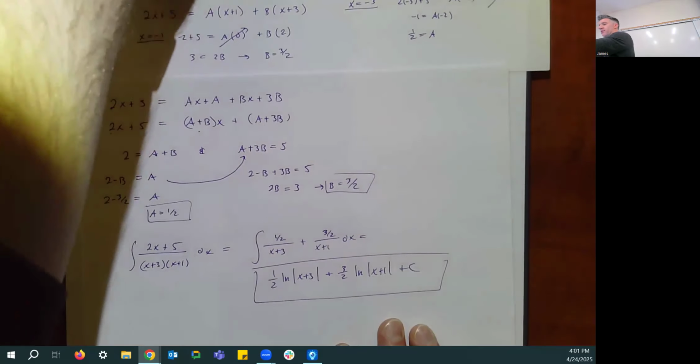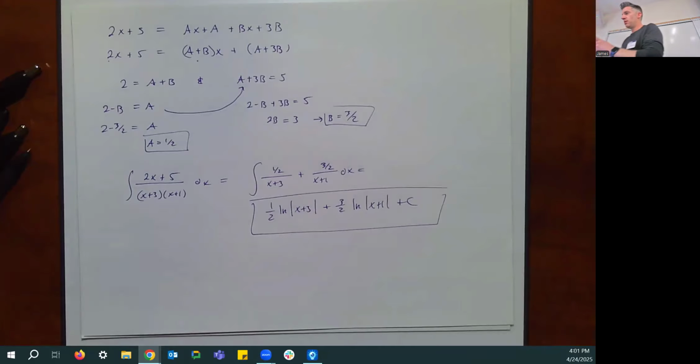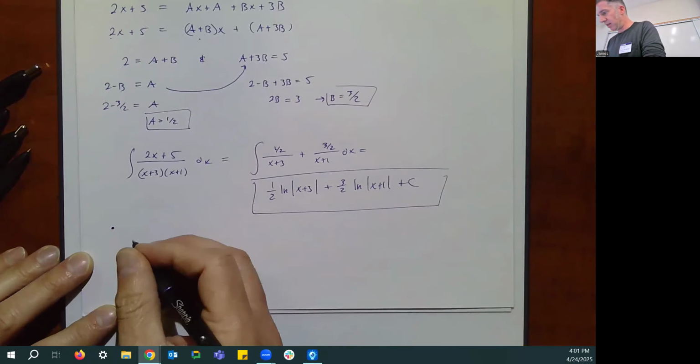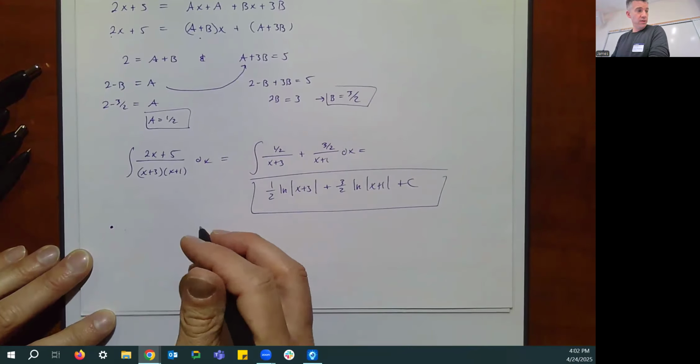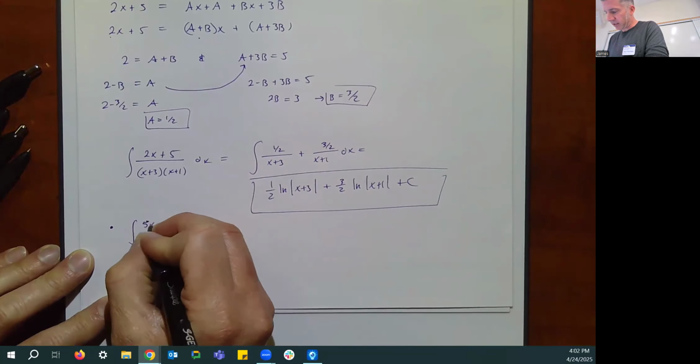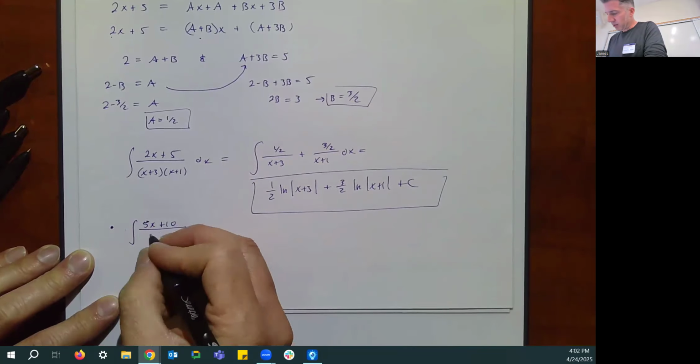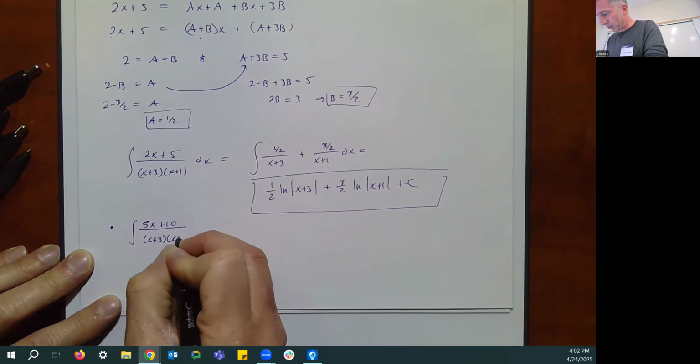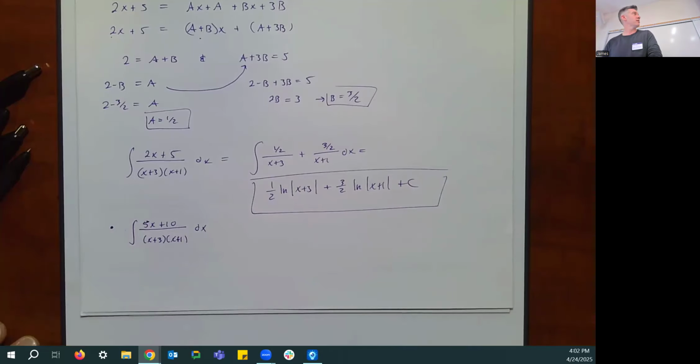On the other hand, if I had asked you, and I'm asking this question in the jerkiest way possible, to find the integral of 5x plus 10 over x plus 3 times x plus 1 dx, I've written this in a way that is really trying to induce you to use partial fractions because I factored the bottom already. That's often a clue that you should actually use partial fractions. Here it is not. Here it is me trying to be cruel and make you do the wrong thing.